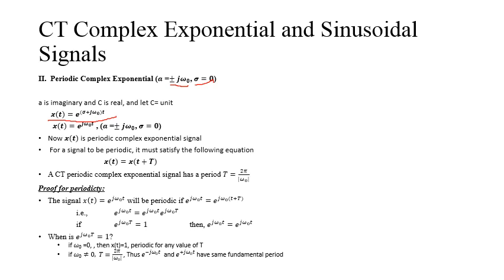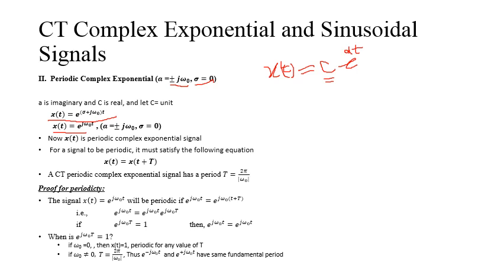So if C is 1, that means for the generalized, I hope you remember, that is x of t equals C e power A t, right? Now because in this case we say, okay, C is unity, so that means C equals 1, and we say A equals plus minus j omega naught, so that means x of t equals e to the power plus minus j omega naught t, right? Now x of t is a periodic complex exponential signal.